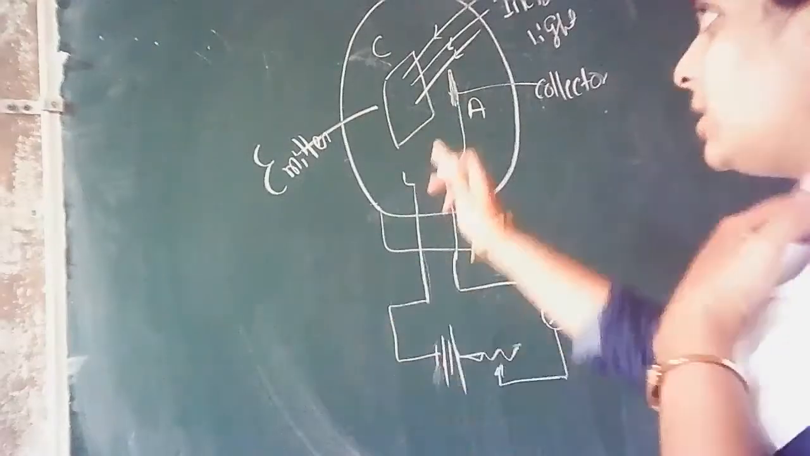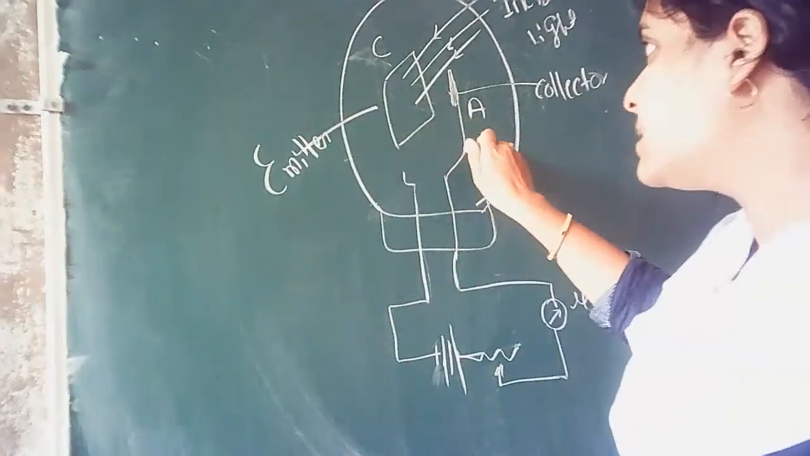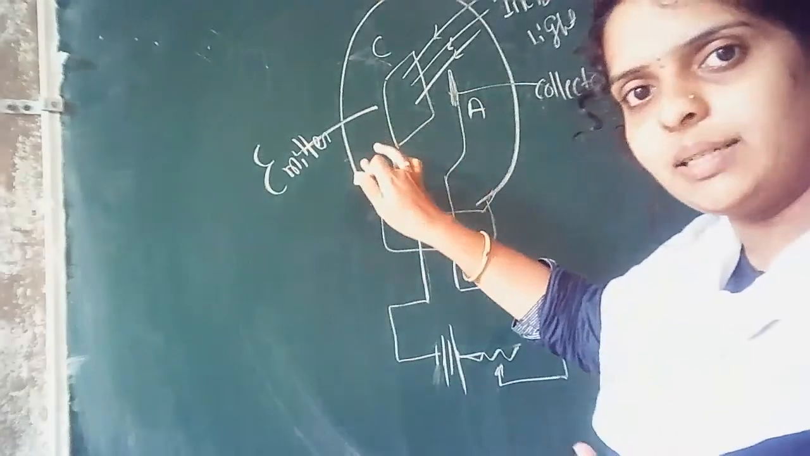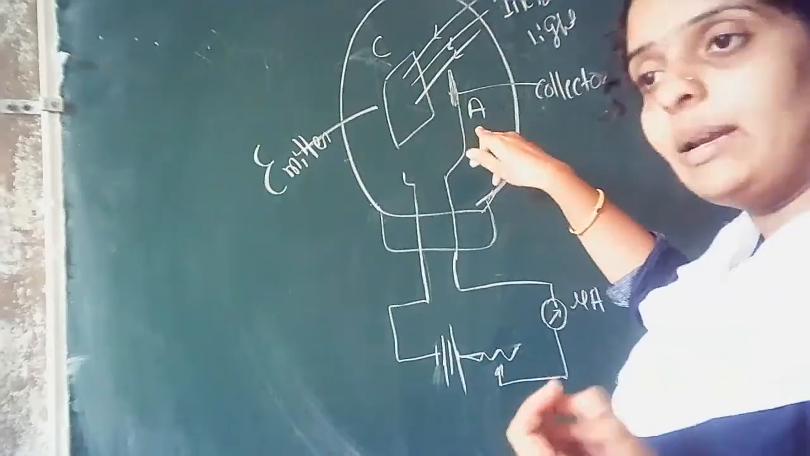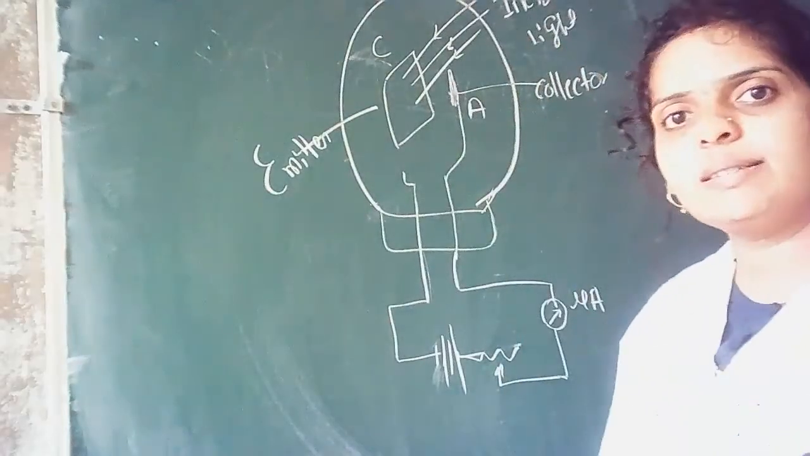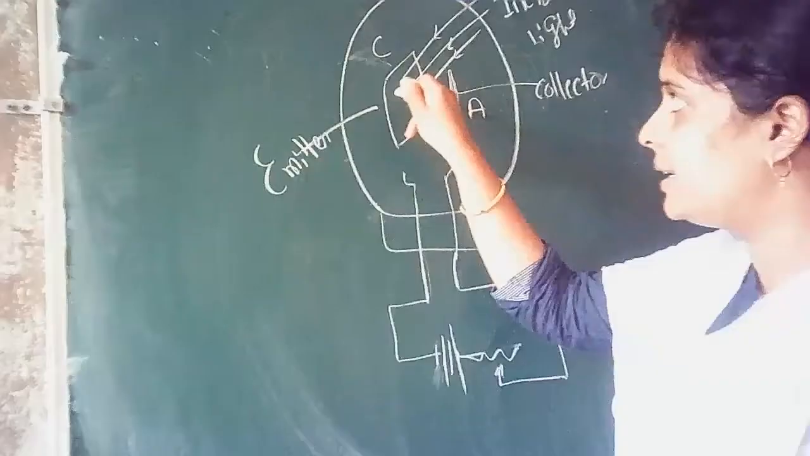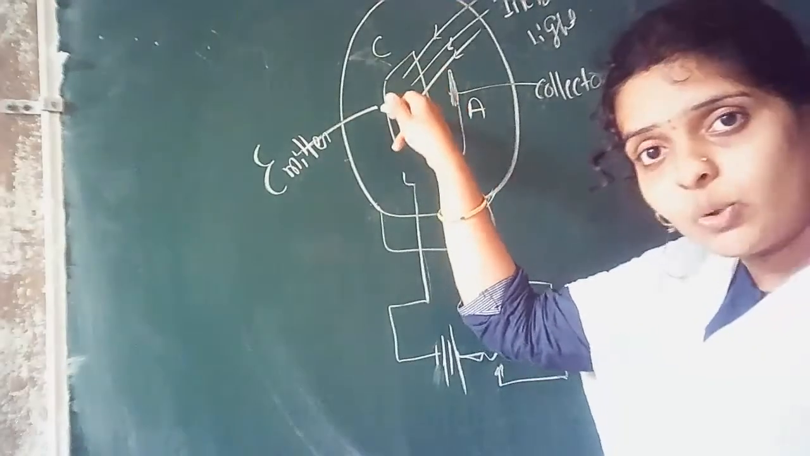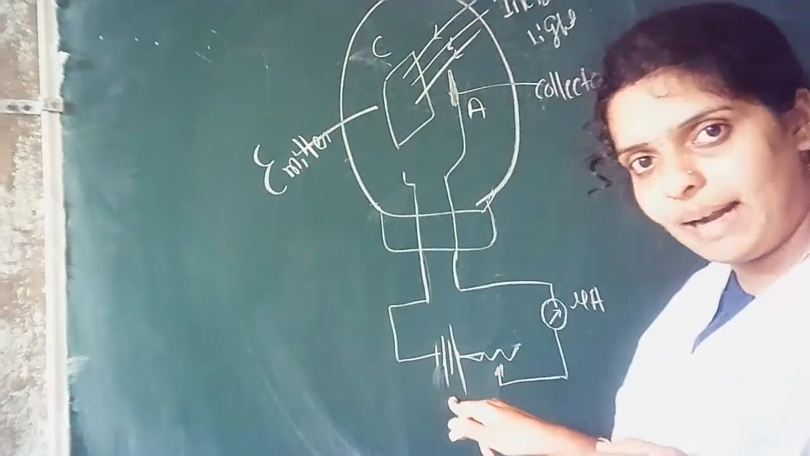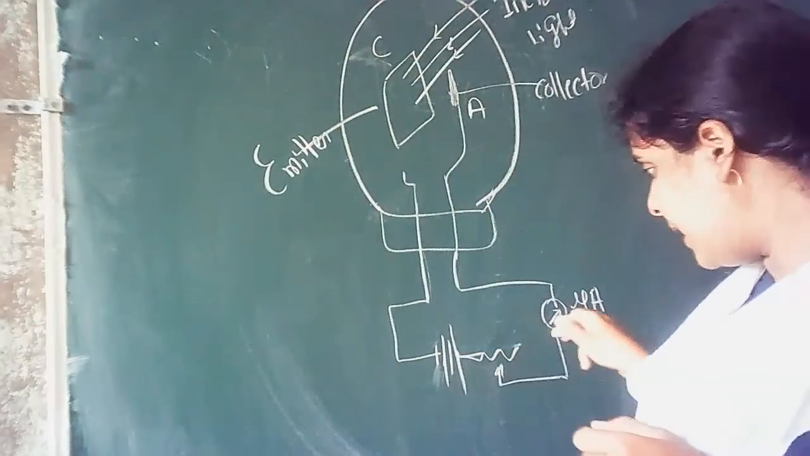What do you have here? You have a cathode plate, and an anode is there. The anode acts as a collector. The incident light radiations are falling on the cathode plate. This is externally connected to the battery, rheostat and ammeter.